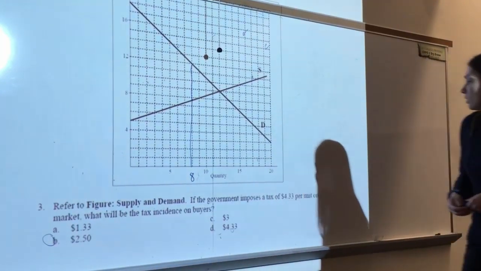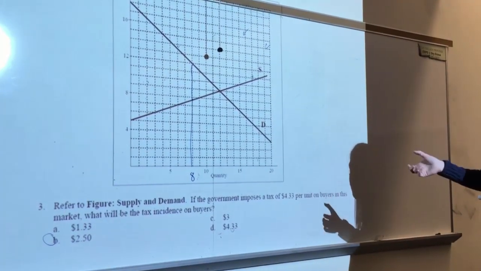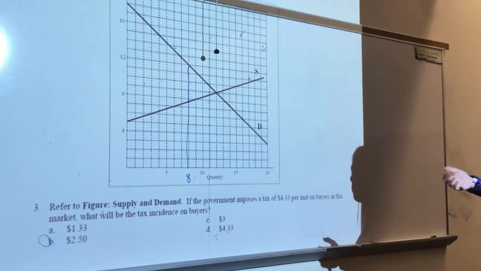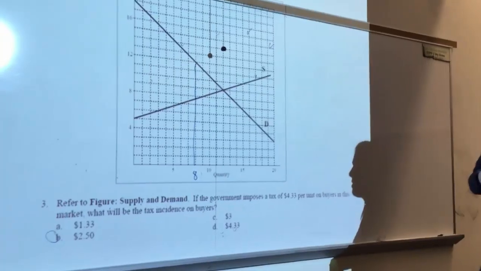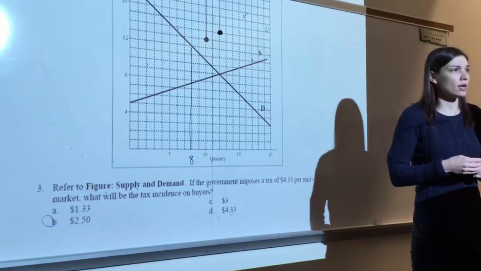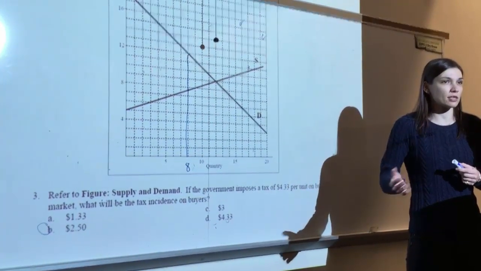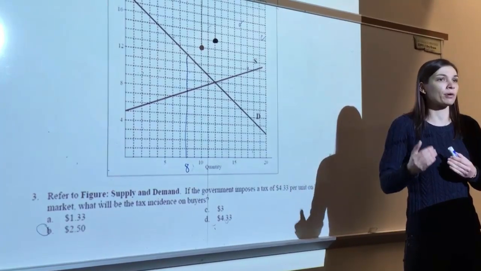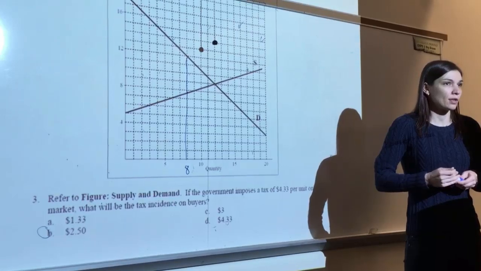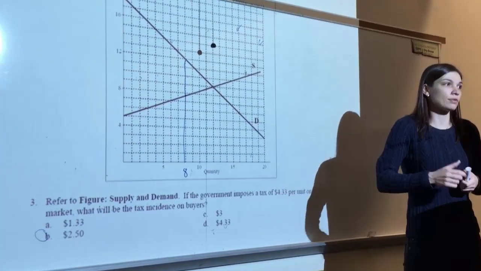The next one. All right, so the same situation. There's a 4.33 per unit tax on buyers in this market. What will be the tax incidence on buyers? When we talked about tax incidence, we said that who actually ends up paying the tax doesn't really matter, because in the end, both parties share the burden at a certain ratio. So whether it's imposed on sellers or on buyers, they still share the burden of the tax.